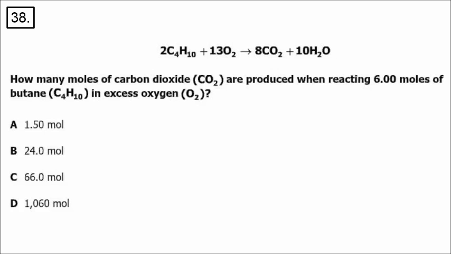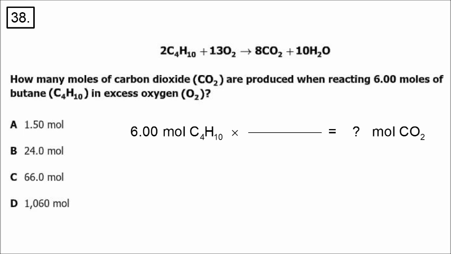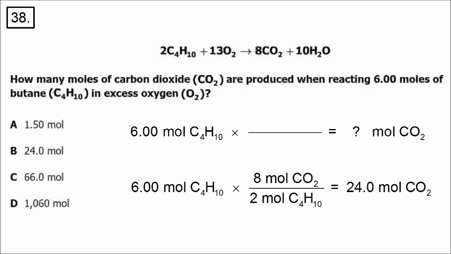Here we have a balanced equation. This happens to be a combustion reaction. And we're trying to convert from 6 moles of butane, C4H10, into moles of carbon dioxide. So how do we go from moles of C4H10 into moles of carbon dioxide? We use the coefficients in the balanced chemical equation to set up a mole ratio. Since we're going from butane to carbon dioxide, we need the ratio to be 8 to 2. So 8 moles of CO2 are produced for every 2 moles of C4H10 consumed. 6 times 8 divided by 2 equals 24. The correct answer is B.